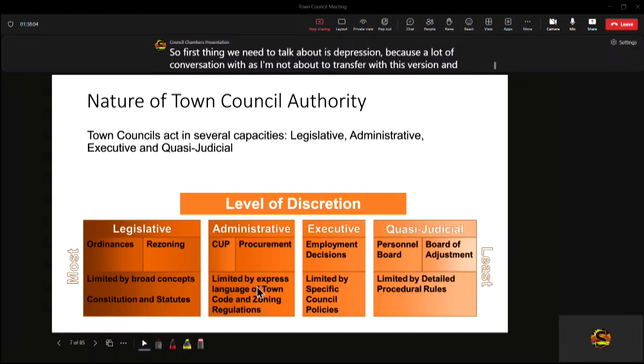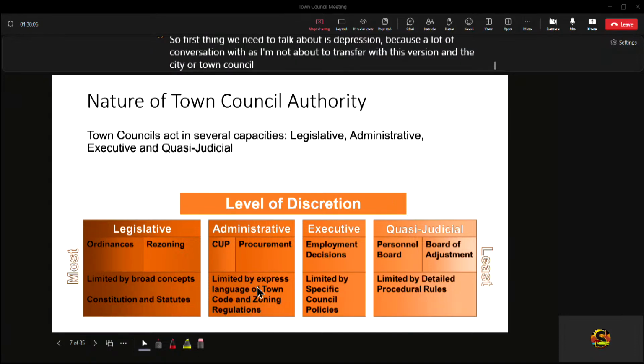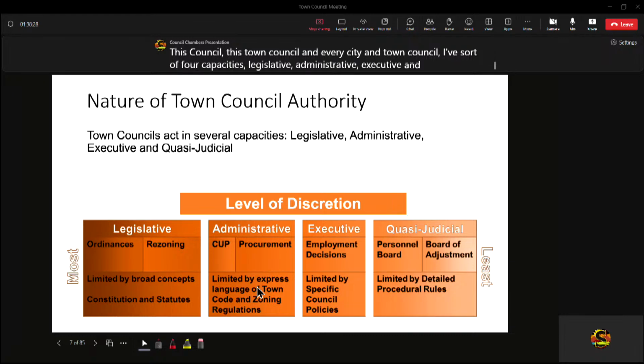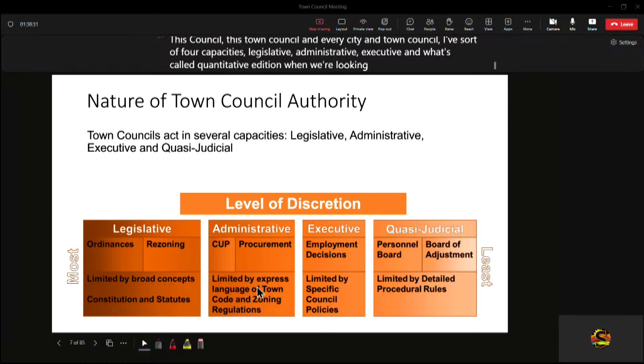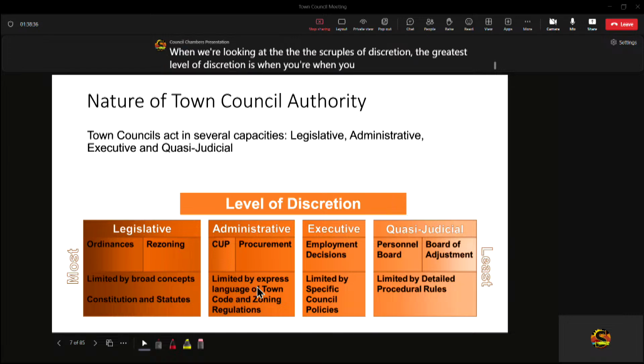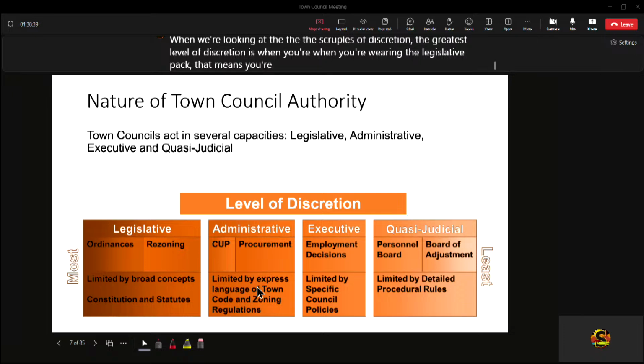And a city or town council isn't a legislative body only. It's not the legislature, as we know, that sits in Phoenix and is going to meet in a month. This town council, as every city and town council, has sort of four capacities: legislative, administrative, executive, and what's called quasi-judicial. When we're looking at the levels of discretion, the greatest level of discretion is when you're wearing your legislative hat. So that means you're adopting a town code amendment.